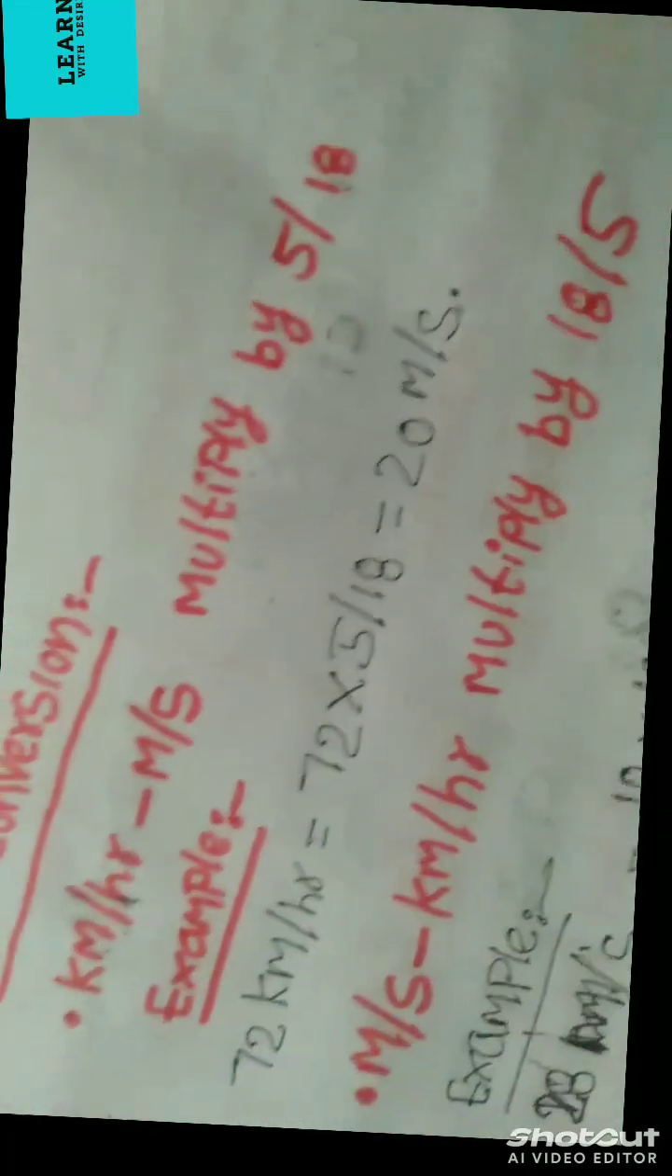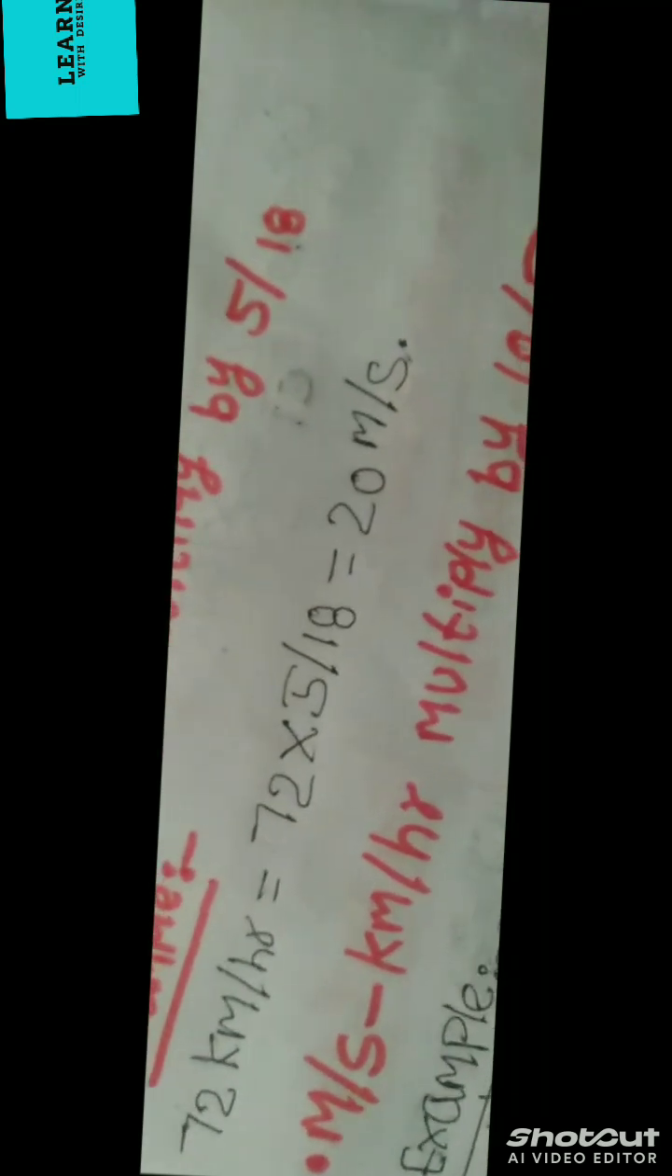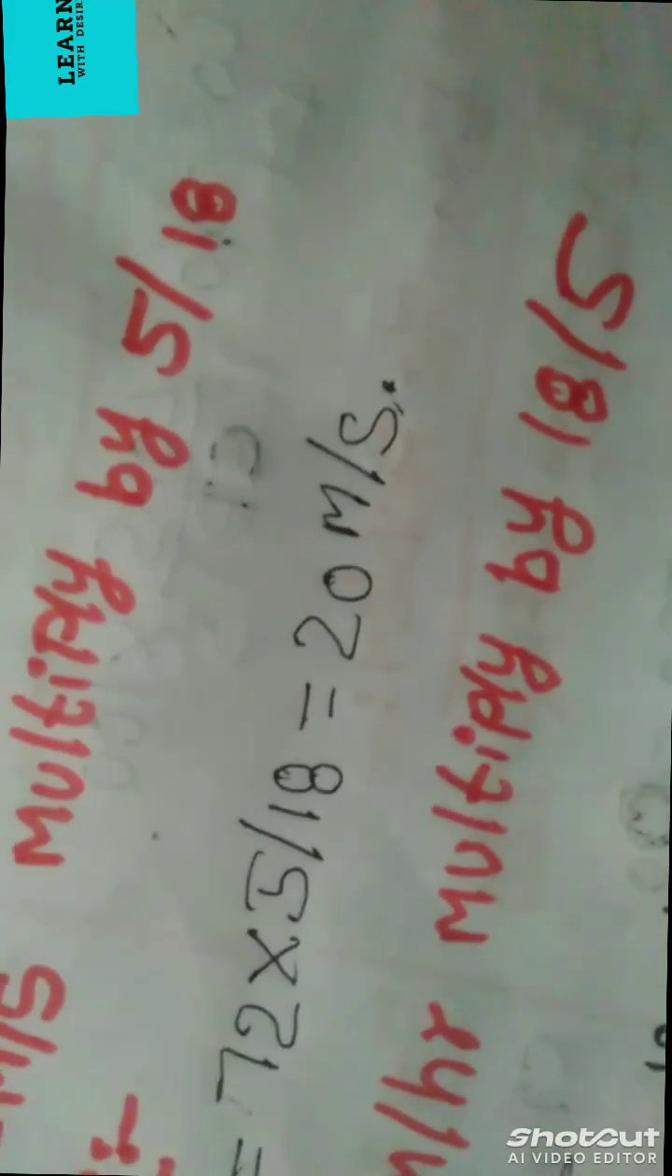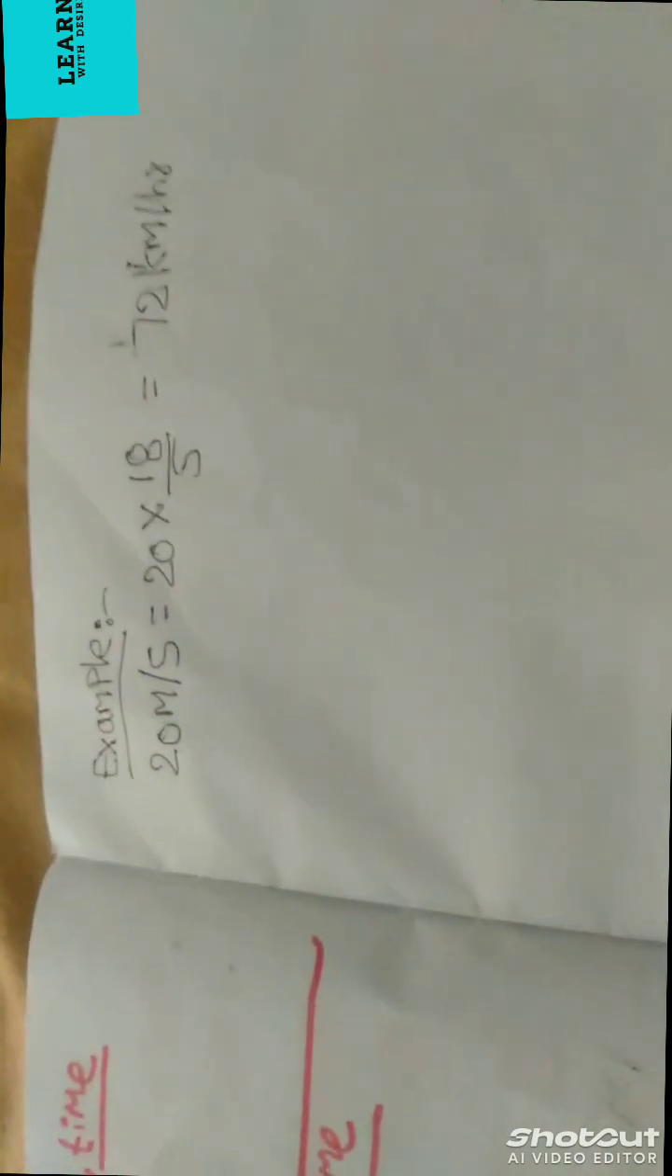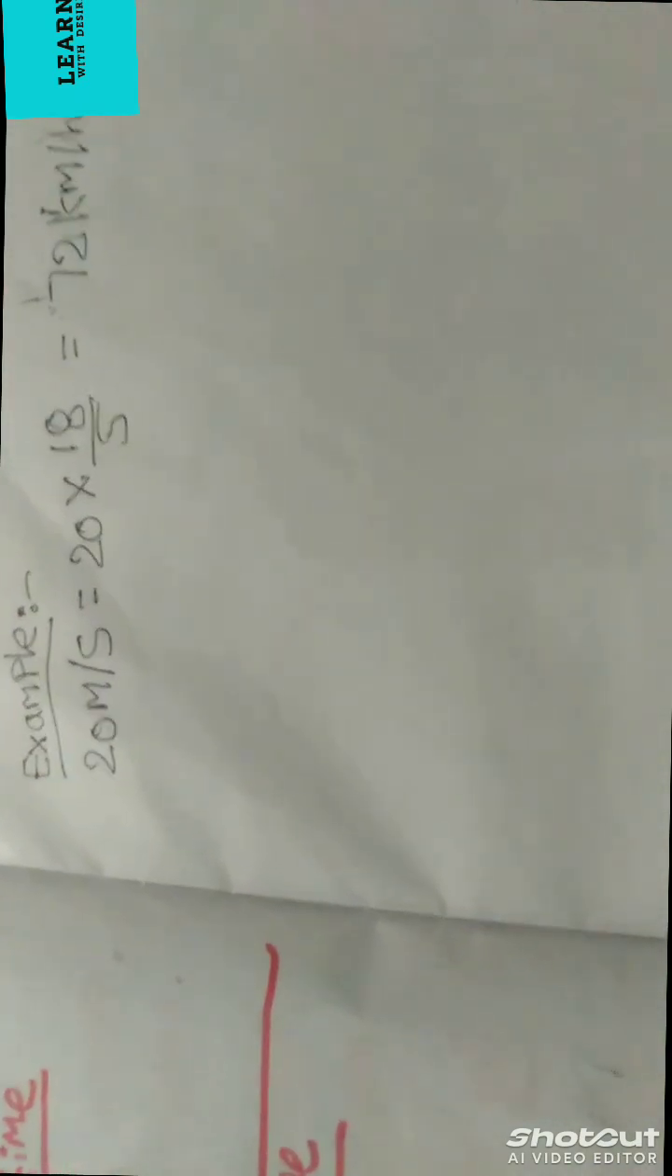Like this. If we want to convert meters per second to kilometers per hour, then use 18 by 5. Here you see the example for this. For converting meters per second to kilometers per hour, multiply the given value by 18 by 5.